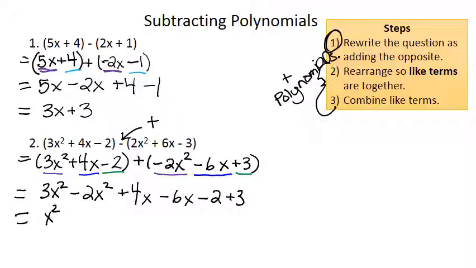Okay, then we have 4x minus 6x. If we take 4 minus 6, we get negative 2. So this would be negative 2x. Then minus 2 plus 3 will give us 1. So the difference between these polynomials is x squared minus 2x plus 1.